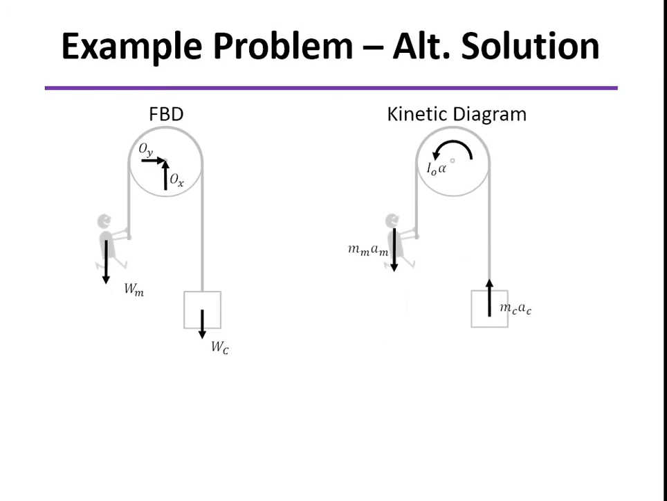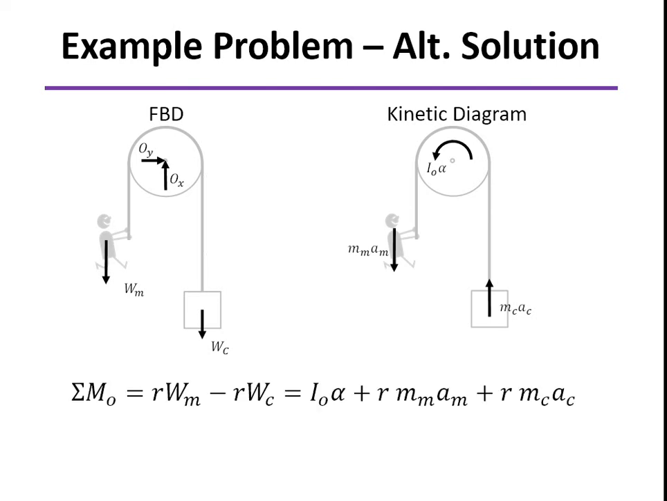So I can take the sum of the moments about point O. Now I can't set them equal to just I_O times alpha because that's not the center of mass of the entire system. It's also not the center of rotation of the entire system. In other words, we treat it more like a general point.